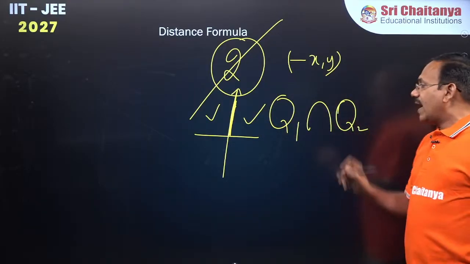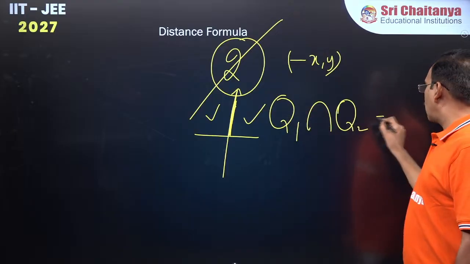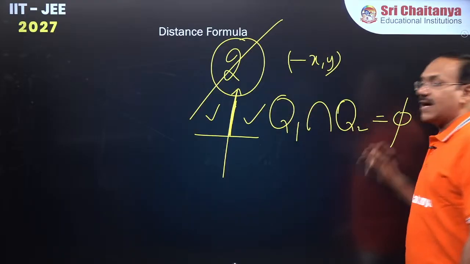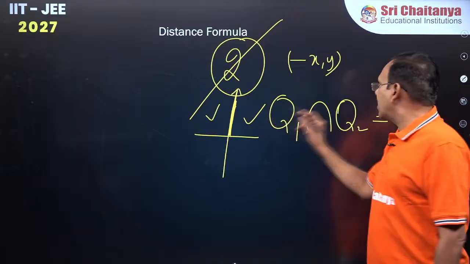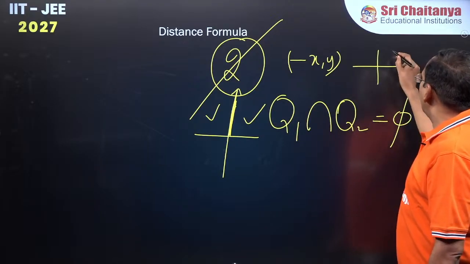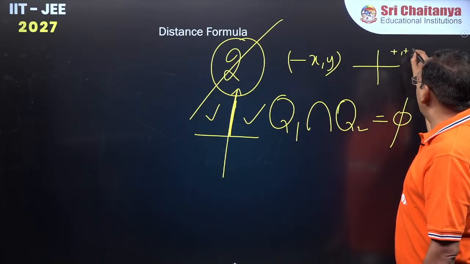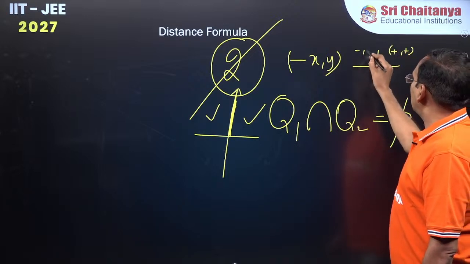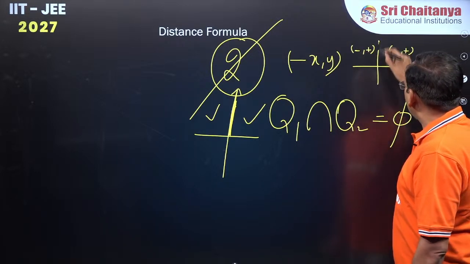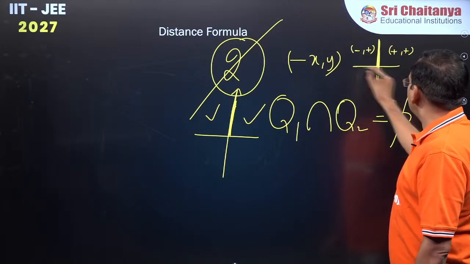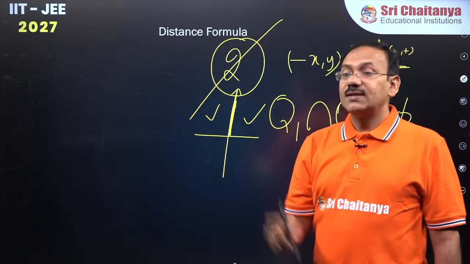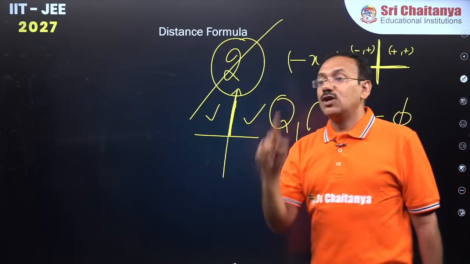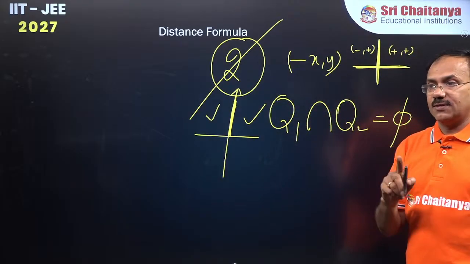Actually, no. The intersection of any two quadrants is the empty set. Because the first quadrant contains the points with x positive, y positive, and the second quadrant has x negative, y positive. The points on the axis do not belong to any of the quadrants. Please do remember.